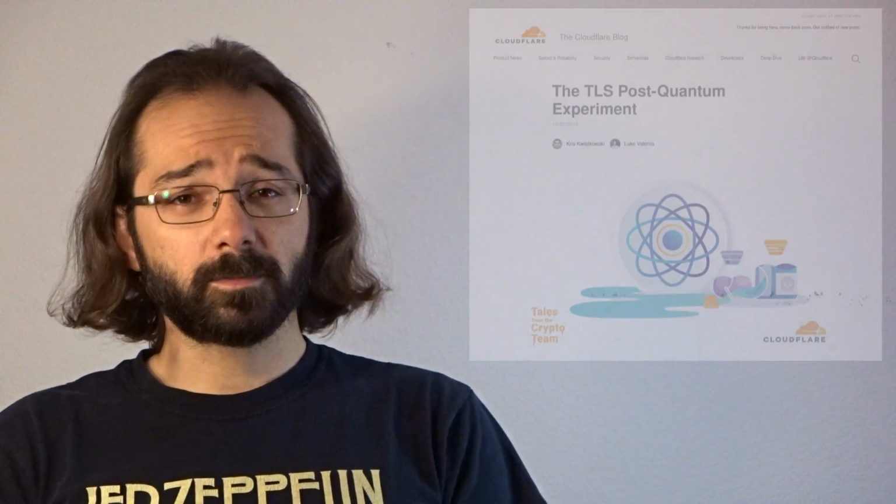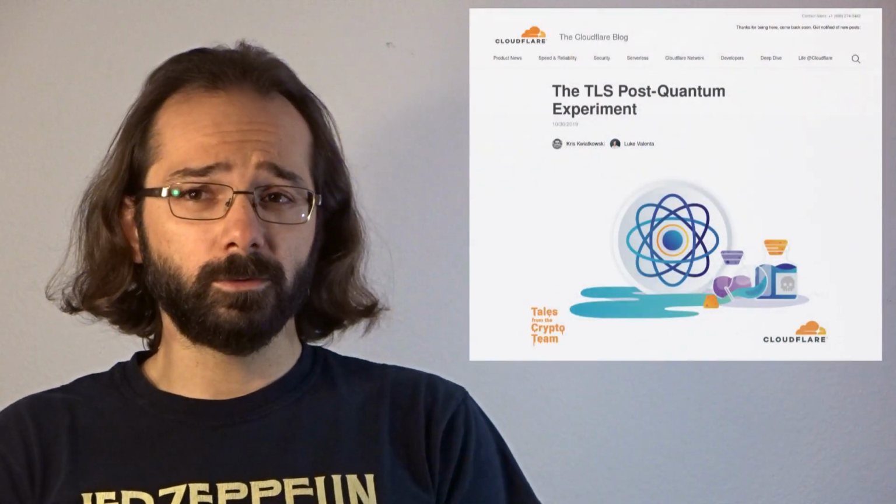Let's look at NIST's call. Here we are talking public key encryption and signatures. So the first application that comes to mind is TLS. Now, you may remember the ostrich and the turkey experiment run by Cloudflare and Google.